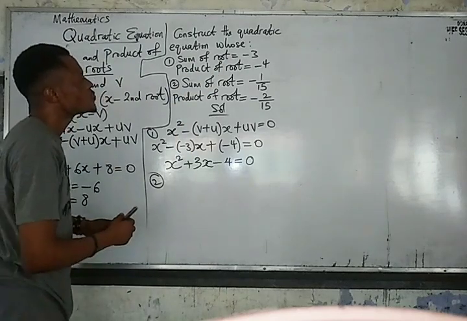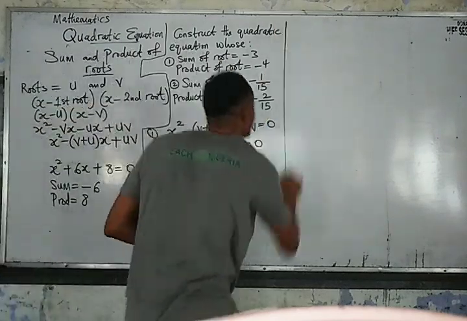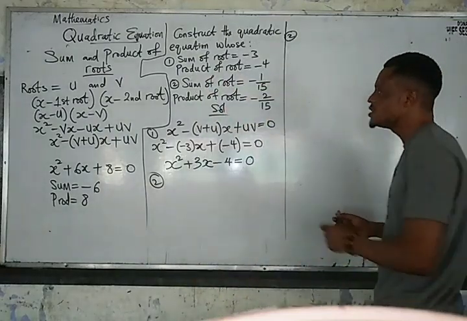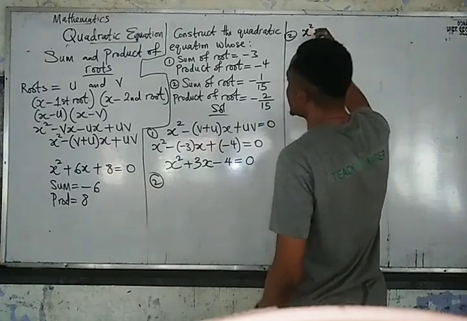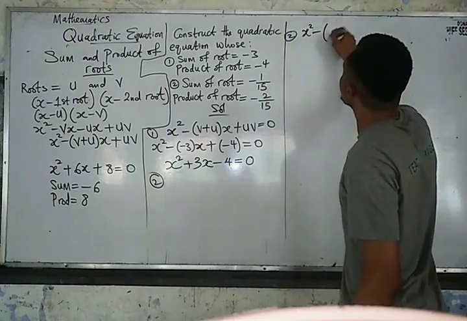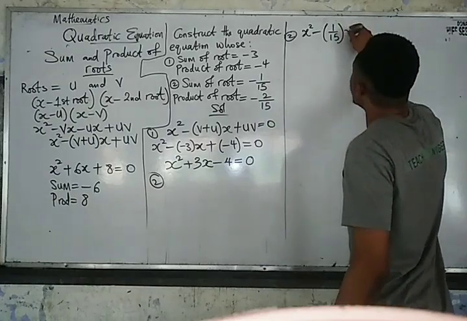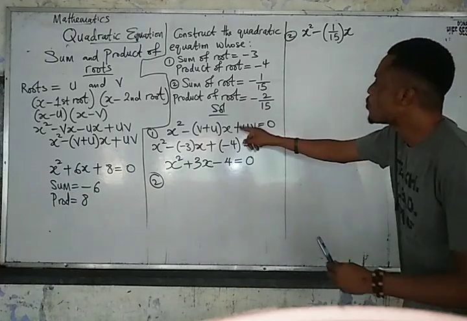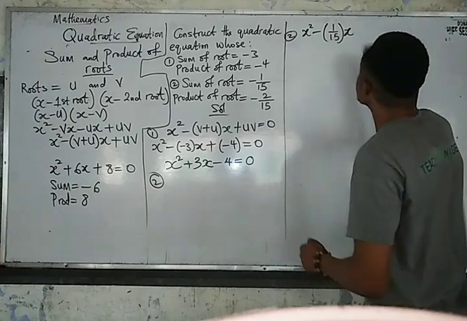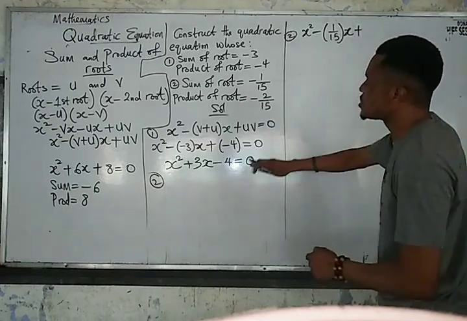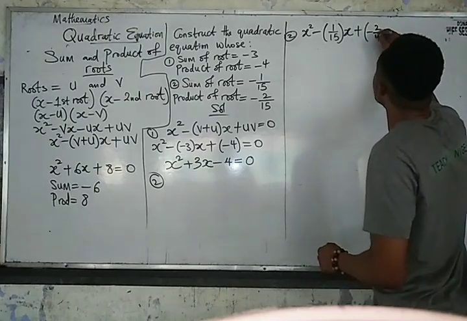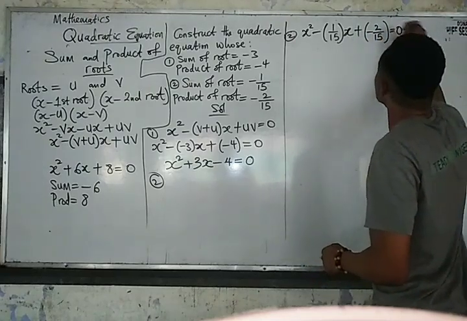the sum of the roots. Okay, let me use this place for the second one. The sum of the roots is given to be minus 1 over 15. Using this, x squared minus the sum, u plus v, which is the sum, is giving us 1 all over 15. I have my x written. Now plus uv, which is the product. The product is minus 2 all over 15. So I have plus, what's the product? The product is minus 2 all over 15 equals 0.